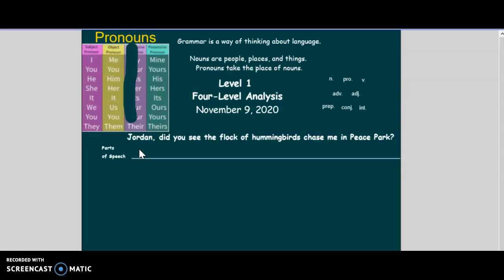So we're just going to go through each word. Is it a noun? Is it a pronoun? Or is it something else?